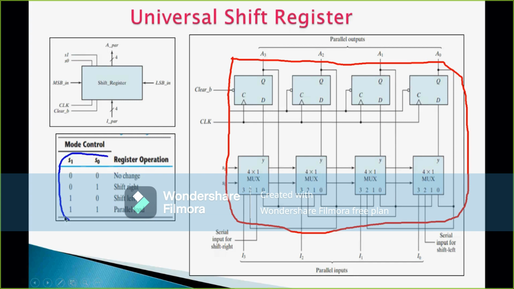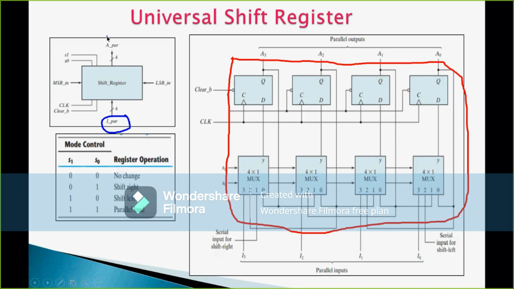See, S1 S0 control the operation of this circuit. When you pass both zeros, there is no change in the output. 0 1 means it has to perform shift right, and 1 0 means it has to perform shift left. 1 1 means, as I said, for the universal shift register it will allow parallel loading as well as shifting. Parallel loading as well as shifting, this can perform. So that's why it's called a universal shift register, universally accepted register for doing these operations, right?